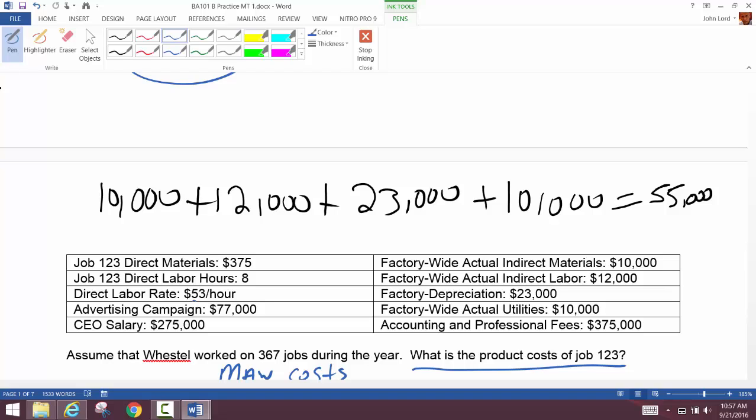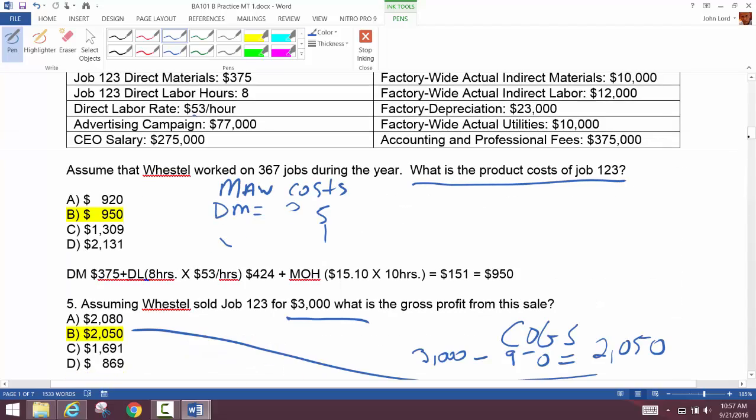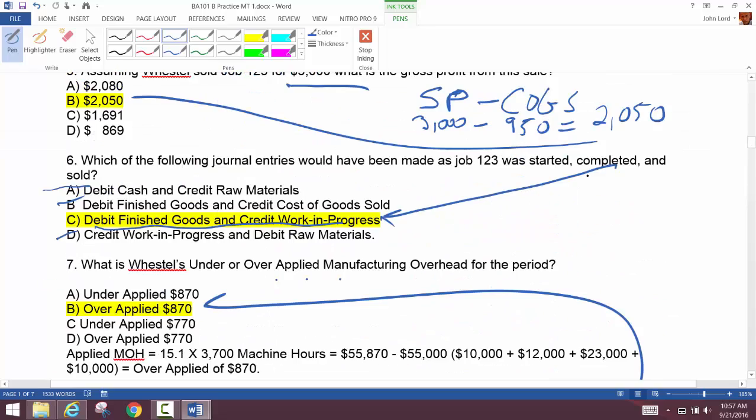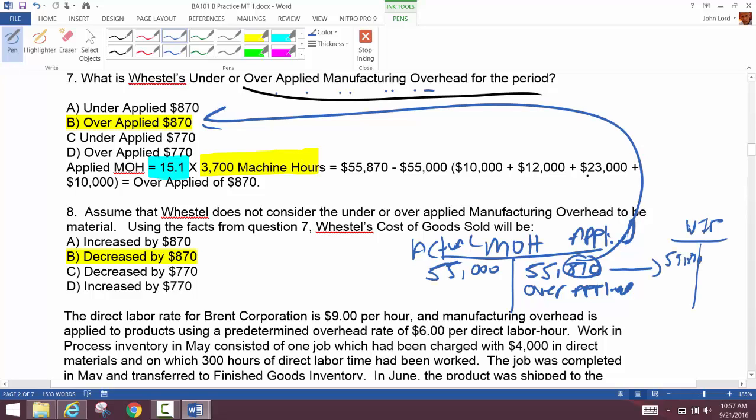Okay, but in this next question, what was your name, sir? Omar. In this next question, Omar was saying, hey, put it to cost of goods sold. And notice here that I'm just asking you what will happen to cost of goods sold if I don't consider this to be material. Cost of goods sold decreased 870, didn't it? Right? Okay. Question?